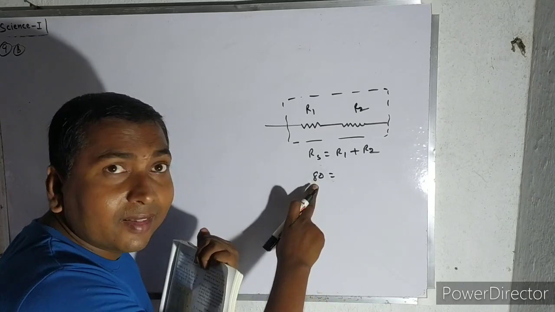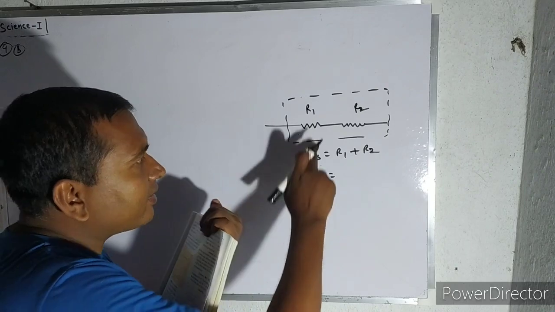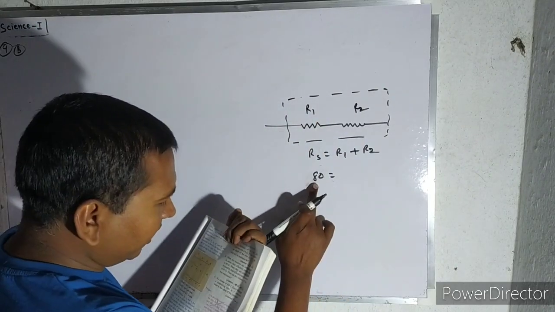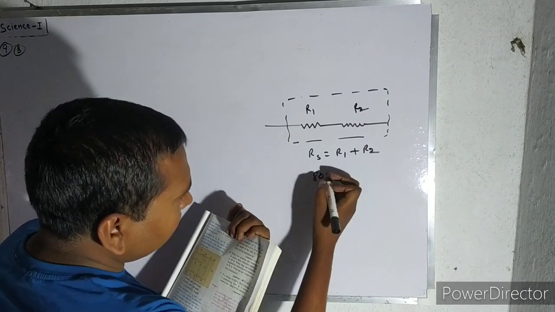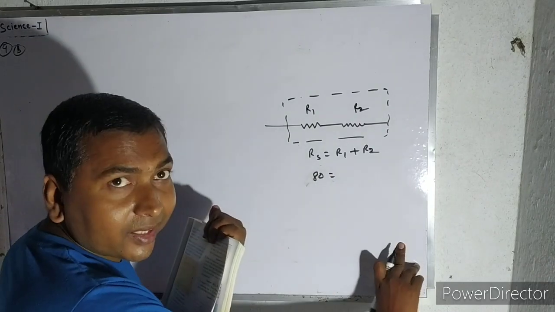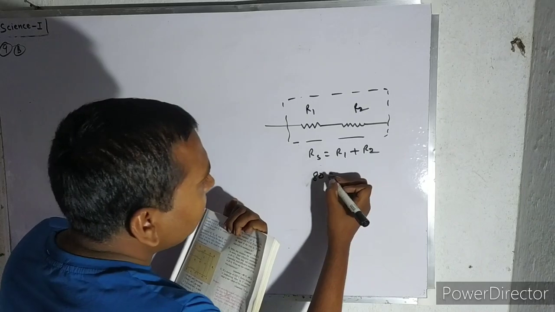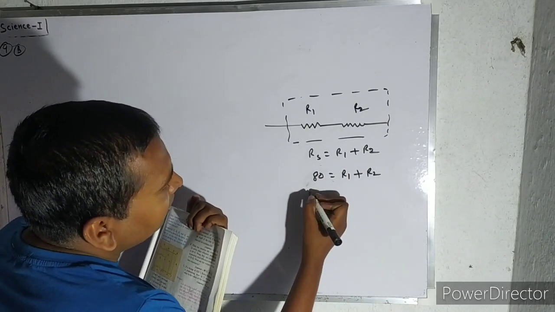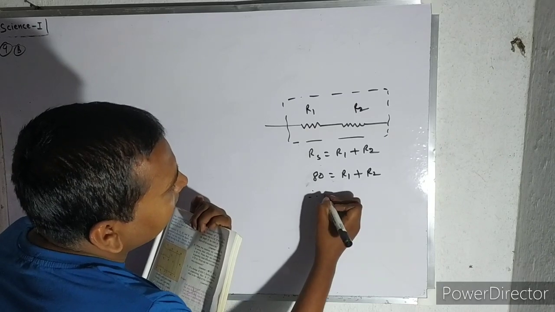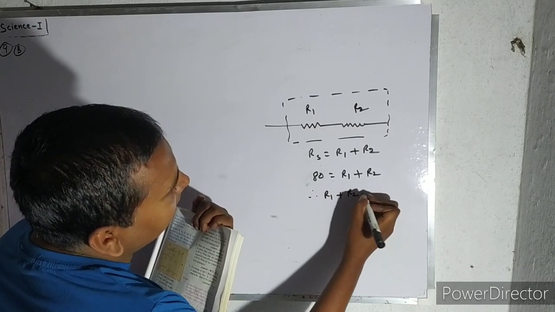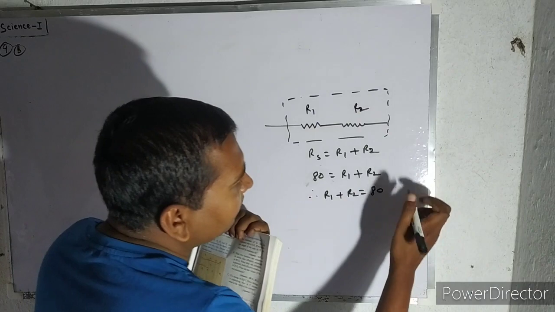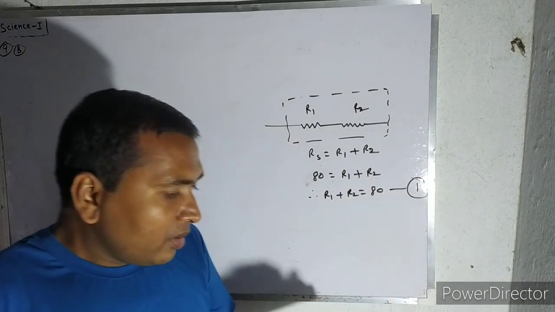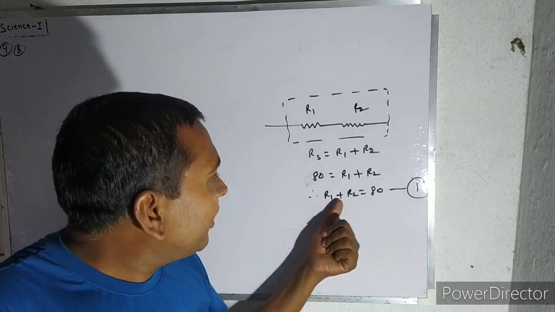When two resistors are connected in series, the effective resistance is 80 ohm. To write only 80 ohm, we will write at the last. So 80 means R1 plus R2. Therefore, we can write here R1 plus R2 is equal to 80 ohm is given. Equation number 1. We have to find the value of R1 and R2.